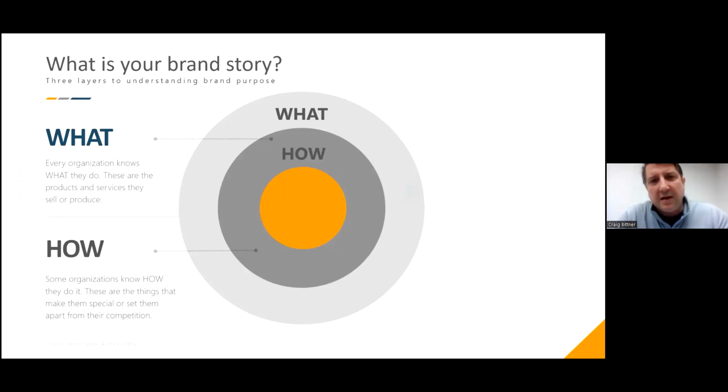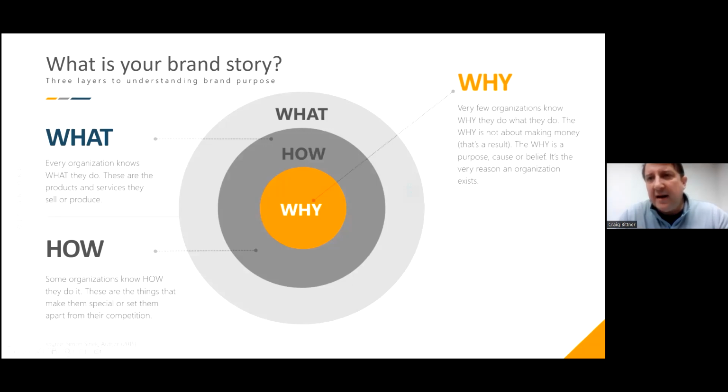But the part that we like to focus on at the very beginning, from a marketing perspective, is the why. And very few organizations know why they do what they do. The why is not about making money, that's a result. It's not about necessarily getting more donations in. Those are a result of developing your why. The why isn't even the people that you serve. That's still a result as well. But why do you do what you do? Why? What drives you? What motivates you? And so those are the questions that we really want to dive into.